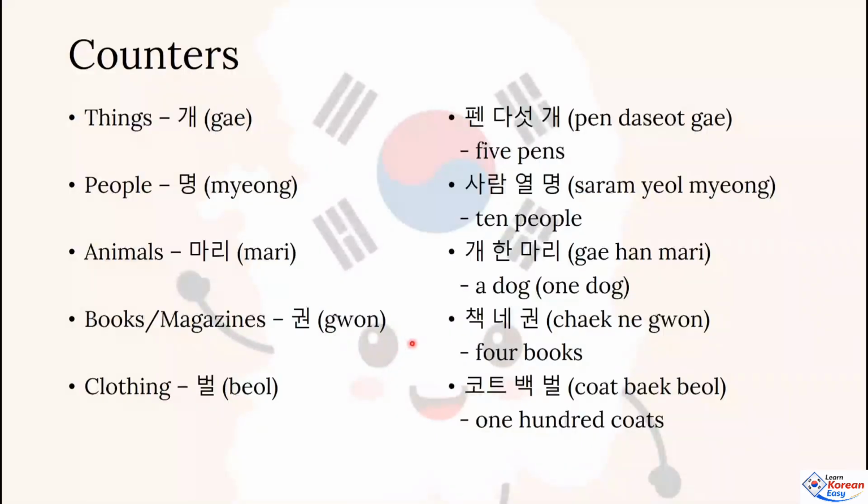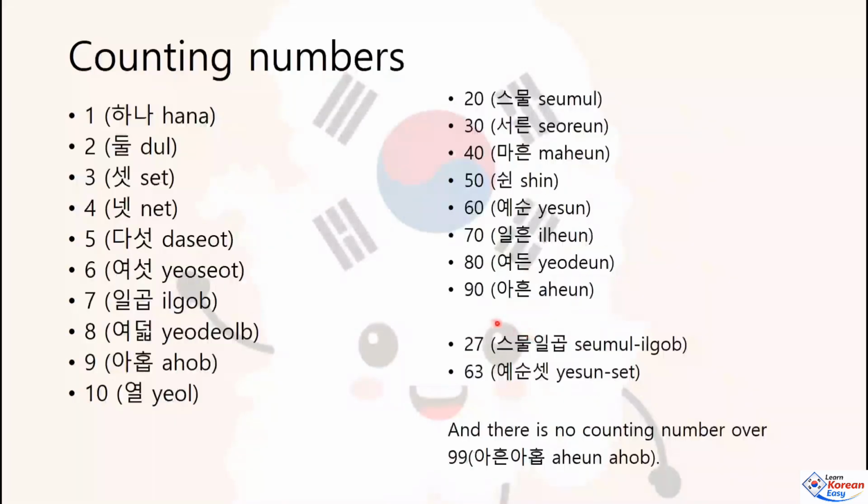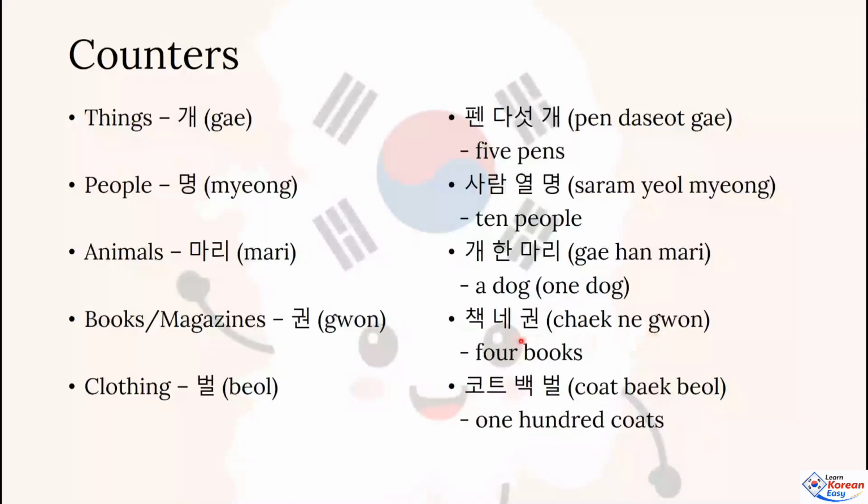Okay. All right. So we did the animals, and the next one is books or magazines. When we count books or magazines, things of a similar nature, we put 권 at the end. So let's say, for example, 4 books. Books in Korean is 책. 책 4권.